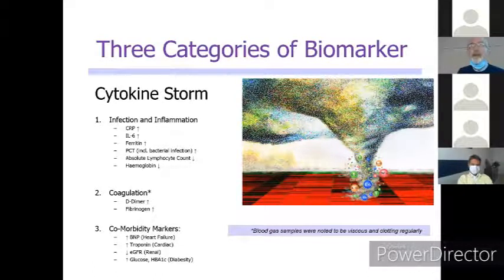The third group then are markers, I call them comorbidity markers, in that they have responded in the storm, but they're also a bit doing what they say on the tin. So we'd use BNP to look for heart failure, for example, and there will be other markers like troponin, EGFR and glucose A1C, etc.